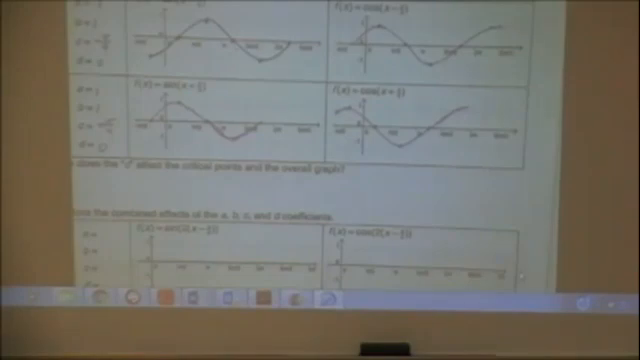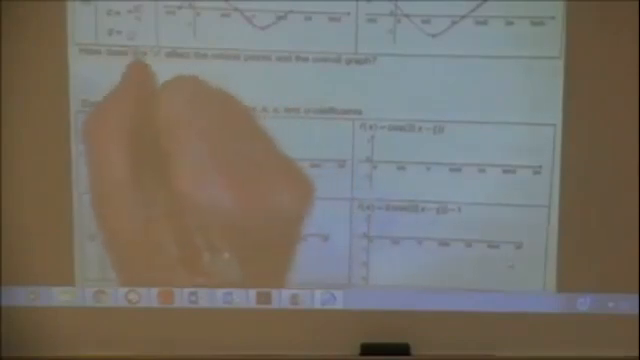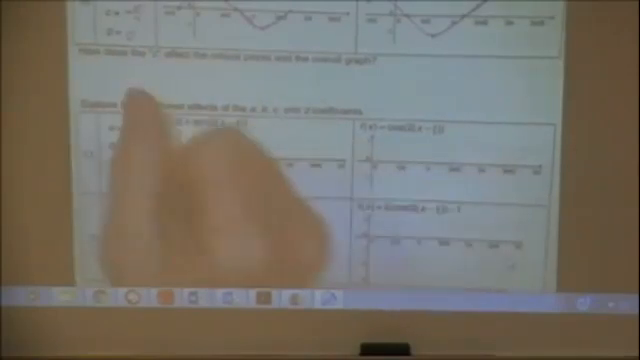Okay. So next we have 2 horizontal shifts happening. Our A value hasn't changed, so it's still 1. Our B value is 2, which looks like multiply, but that means we're actually going to divide. Our C value is minus pi over 4.